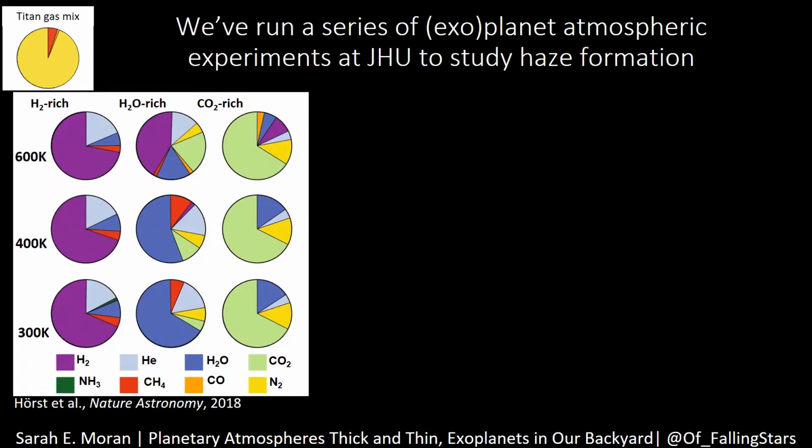What we did is we sampled 3 different temperatures, 600, 400, and 300 Kelvin, so kind of the inner edge of the habitable zone and hotter, and then 3 different compositional regimes. They roughly correspond to being hydrogen rich, so more like a mini Neptune, water rich, this in-between thing that we don't really know what it is, and then a carbon dioxide rich atmosphere that is probably more representative of a terrestrial planet.